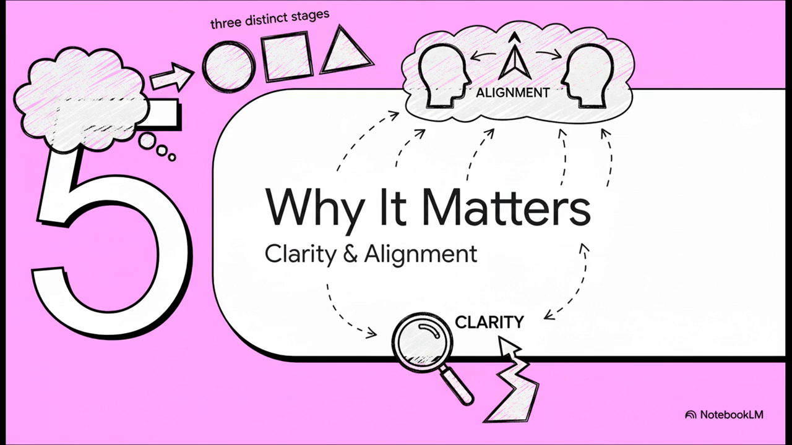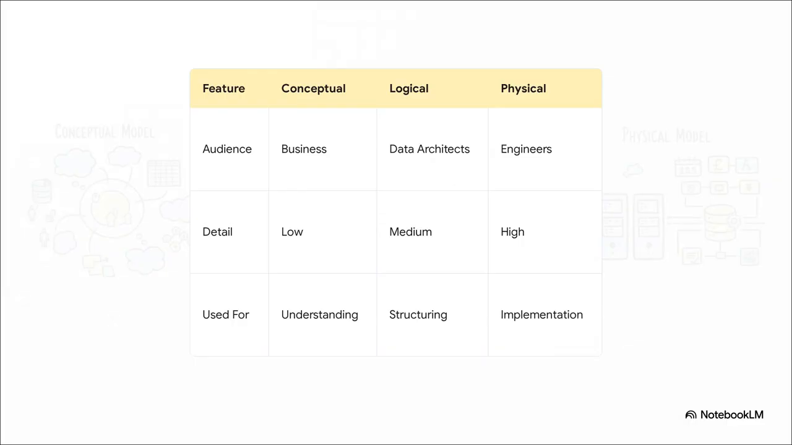But you might be thinking, why all the steps? Why not just jump right to the code? And the answer is so simple but so powerful. It's all about clarity, alignment, and building something that's going to last. This table right here, this brings it all home. It's the aha moment. Each model serves a different audience, with a different level of detail for a different reason. Conceptual is for understanding, logical is for structuring, and physical is for implementation. This whole layered approach is the secret sauce for making sure everyone, from the CEO down to the new developer, is speaking the exact same language.